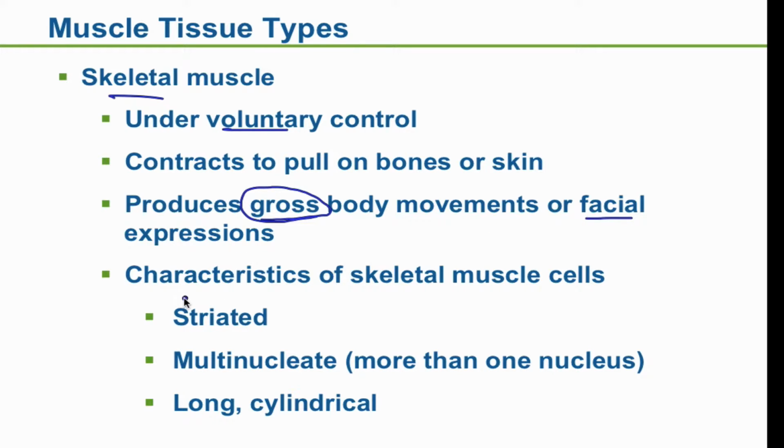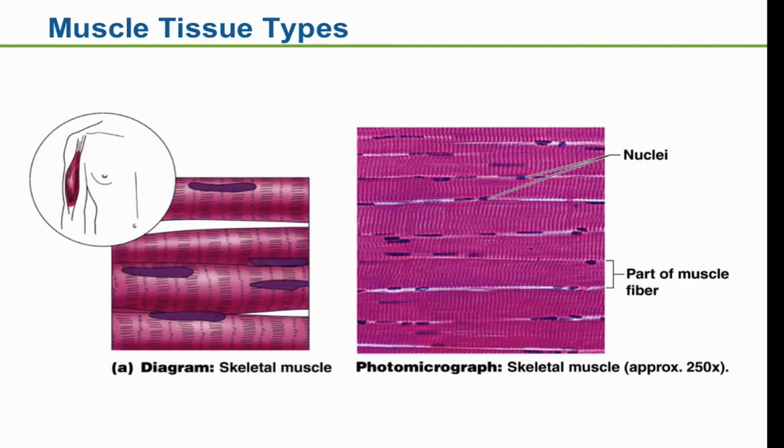Some characteristics of skeletal muscle cells is that they are striated. They have more than one nucleus. They are multinucleate. They are long and they are cylindrical. And there's going to be a really good diagram on the next slide. So once you finish writing this down, we will look at a picture of what these characteristics really look like. Okay, so see how they are pretty long?